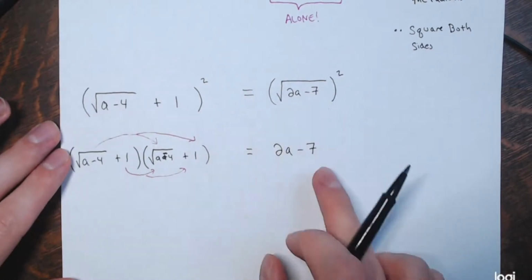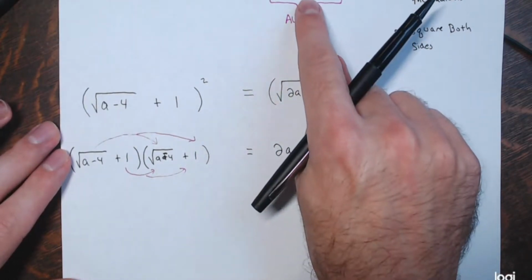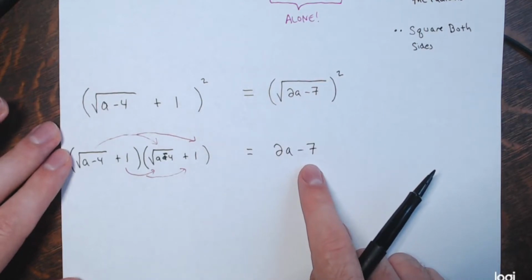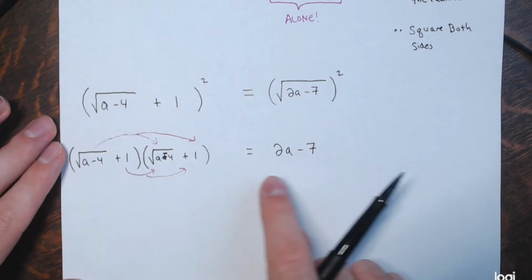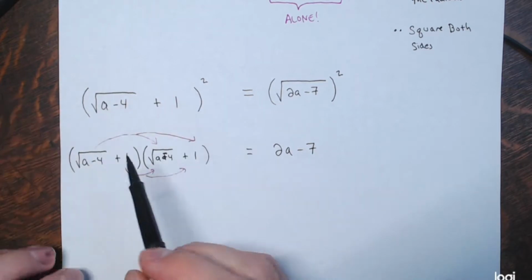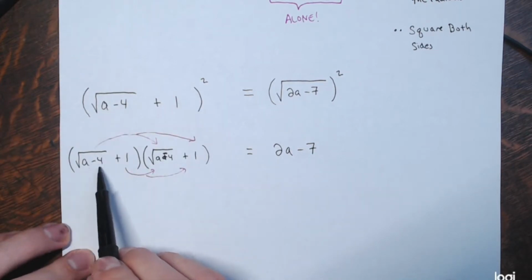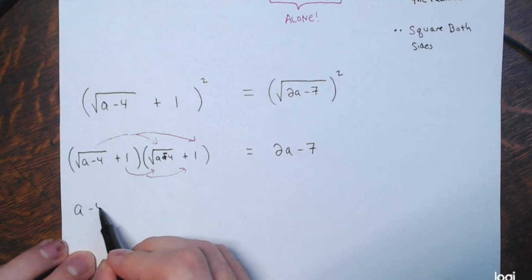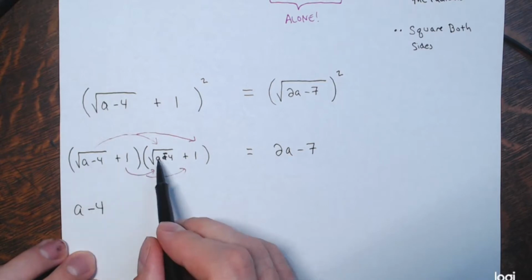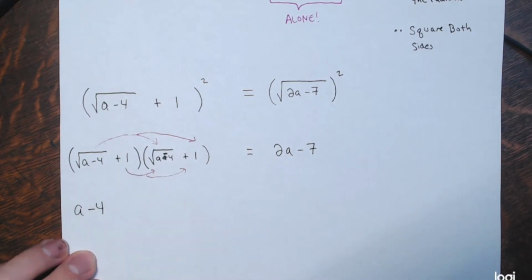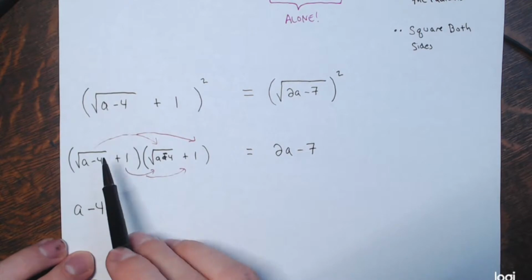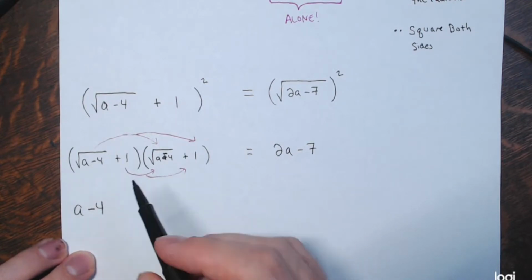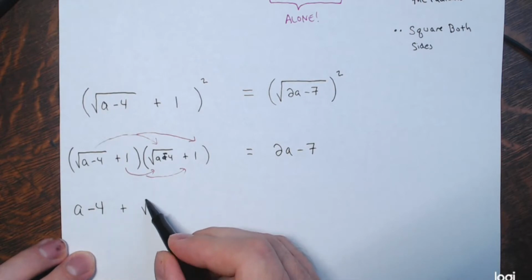Alright, so again, the right side, the side with the isolated radical, that's easy. You square that side, you just get rid of the radical. So the other side, you multiply out. Now, if you take the square root of a minus 4 and multiply it by the square root of a minus 4 again, you're going to get a minus 4. Square root times square root, the square root's gone, you got just a minus 4. Then, the square root of a minus 4 times 1, we have plus the square root of a minus 4.